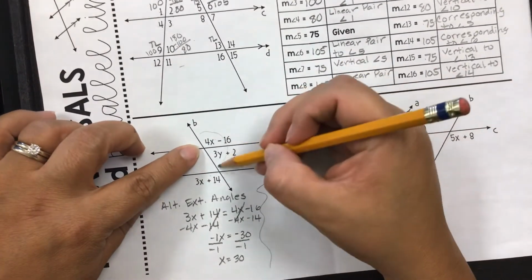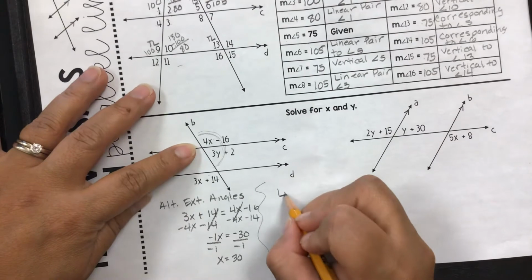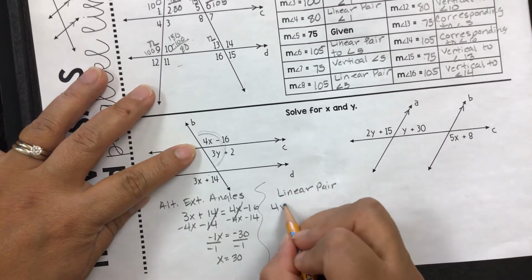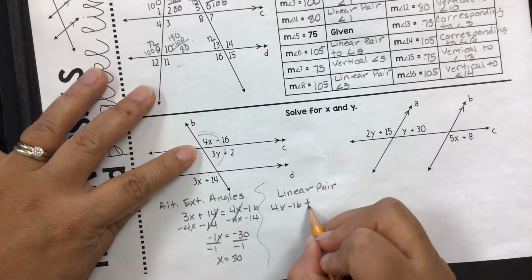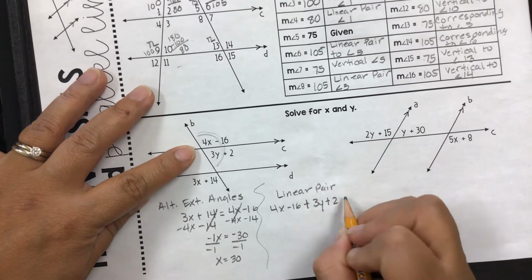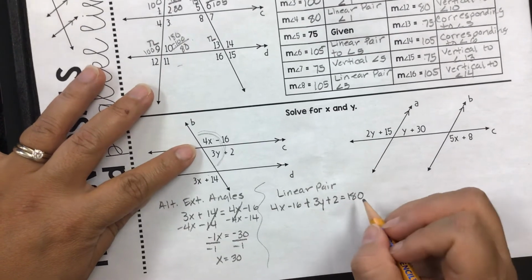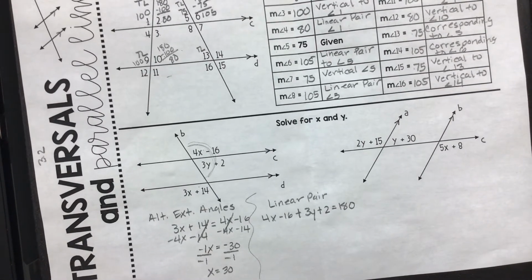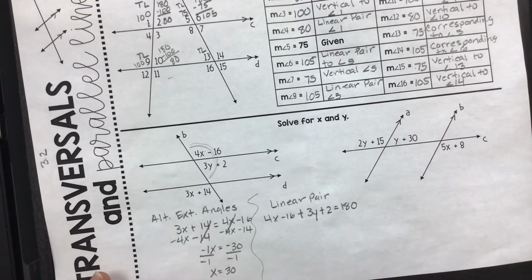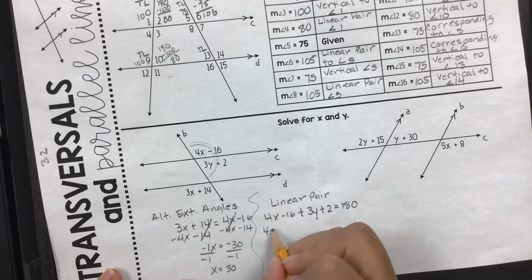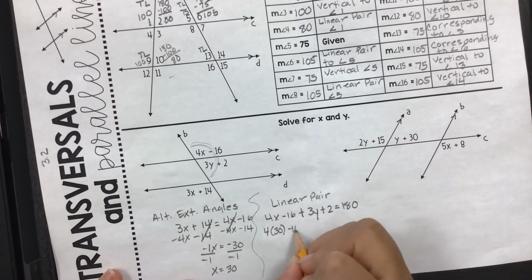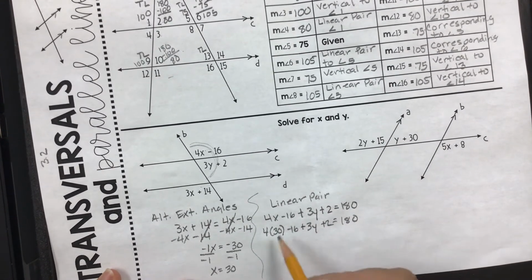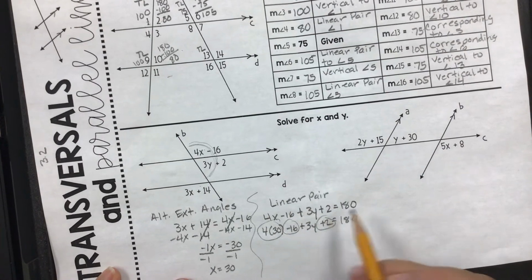The other one I would use is that these two are a linear pair. That means that 4x minus 16 plus 3y plus 2 is equal to 180. So consecutive interior and a linear pair are equal to 180. And we're going to substitute in the value, so 4 times 30 minus 16 plus 3y plus 2 is equal to 180. Remember, I would go ahead and I would combine like terms.